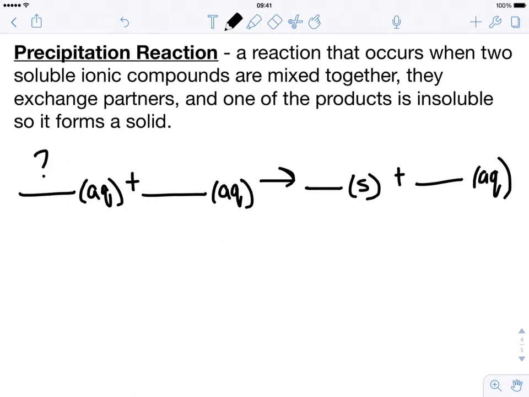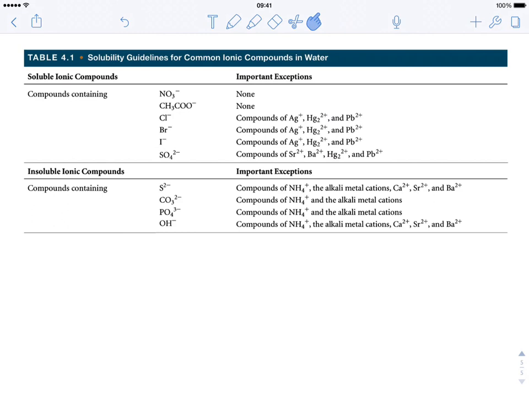What's in these blanks here will be different types of compounds, and the type is not really as important. You just have to be able to identify that when you have two soluble compounds, two things that can be dissolved in water, and that's why they're aqueous, and they mix together, they exchange partners, and one of the products will be insoluble, so one thing forms a precipitate, and the other thing stays dissolved in water. It's still aqueous. So in a precipitation reaction, one of the products has to form a solid. We know there has to be a solid.